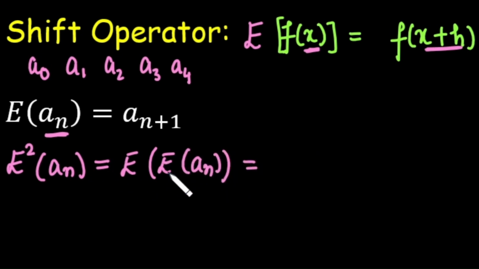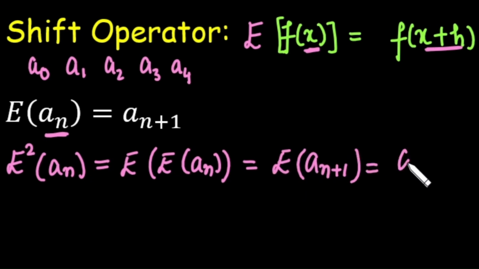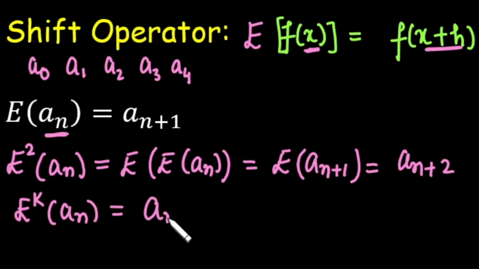So for this, we can write an plus 1, and one shift operator is as it is. Again shifting this one gives you an plus 2. So in general, when we write E raised to power k an, it shifts the index to n plus k.